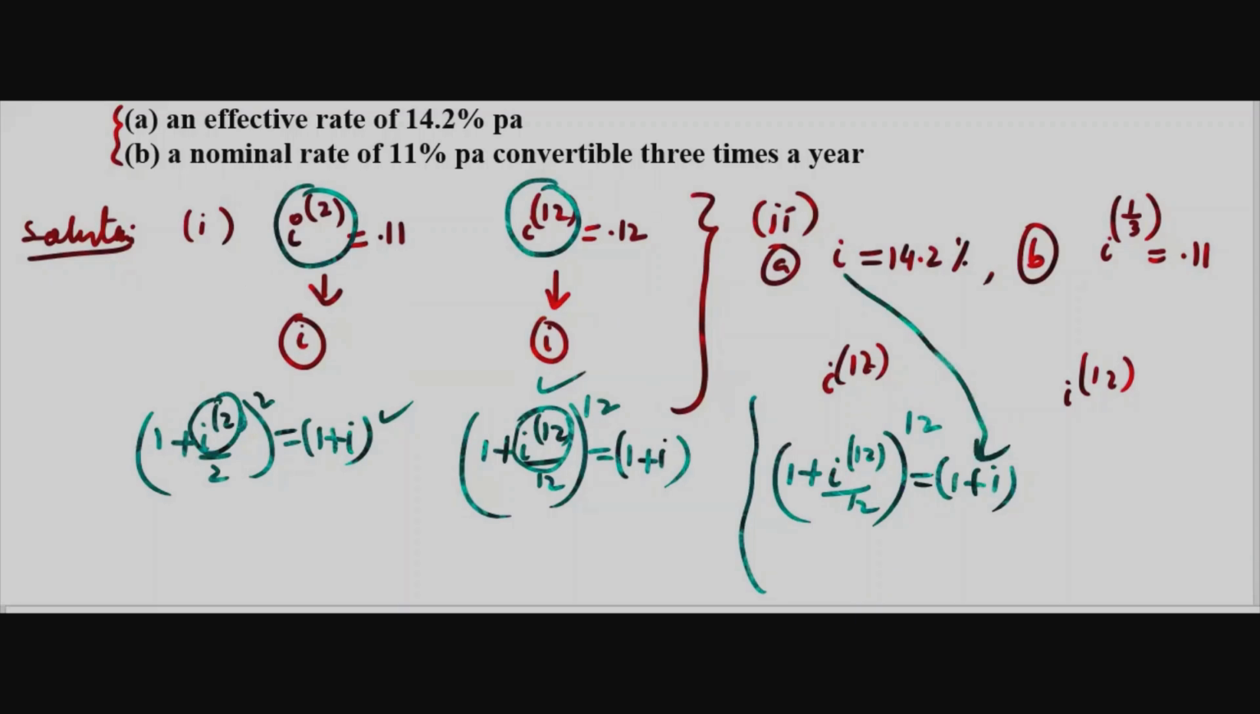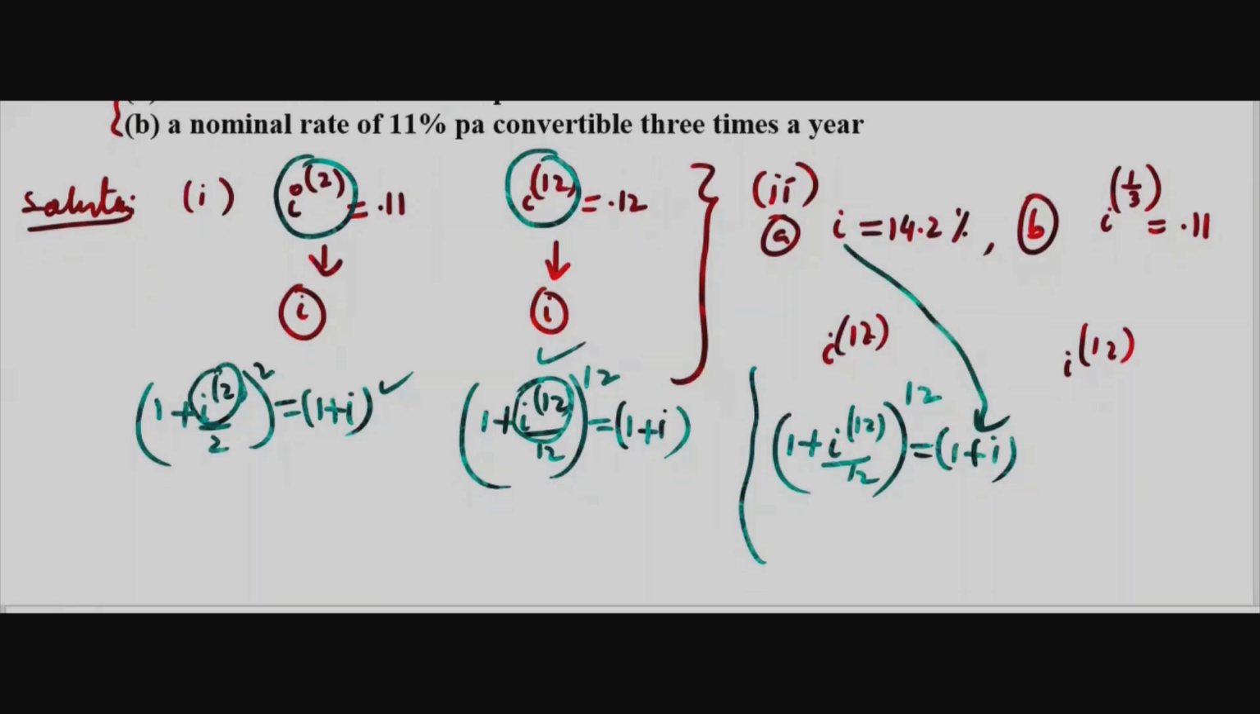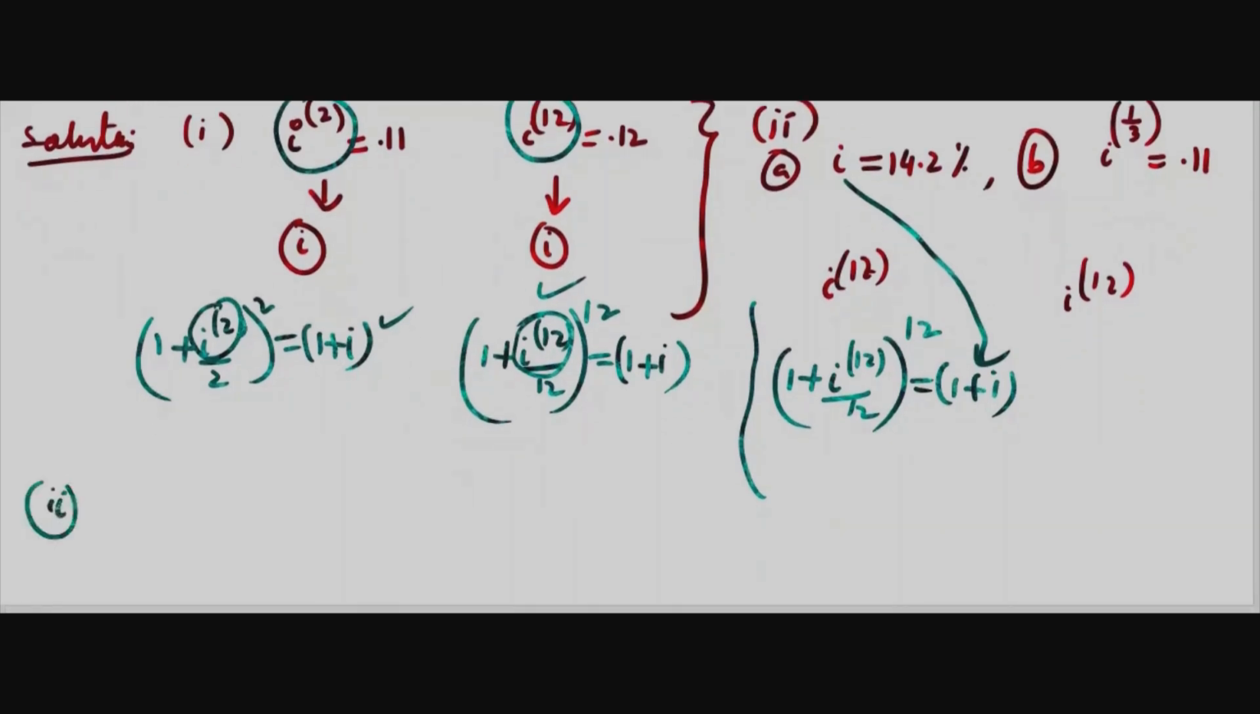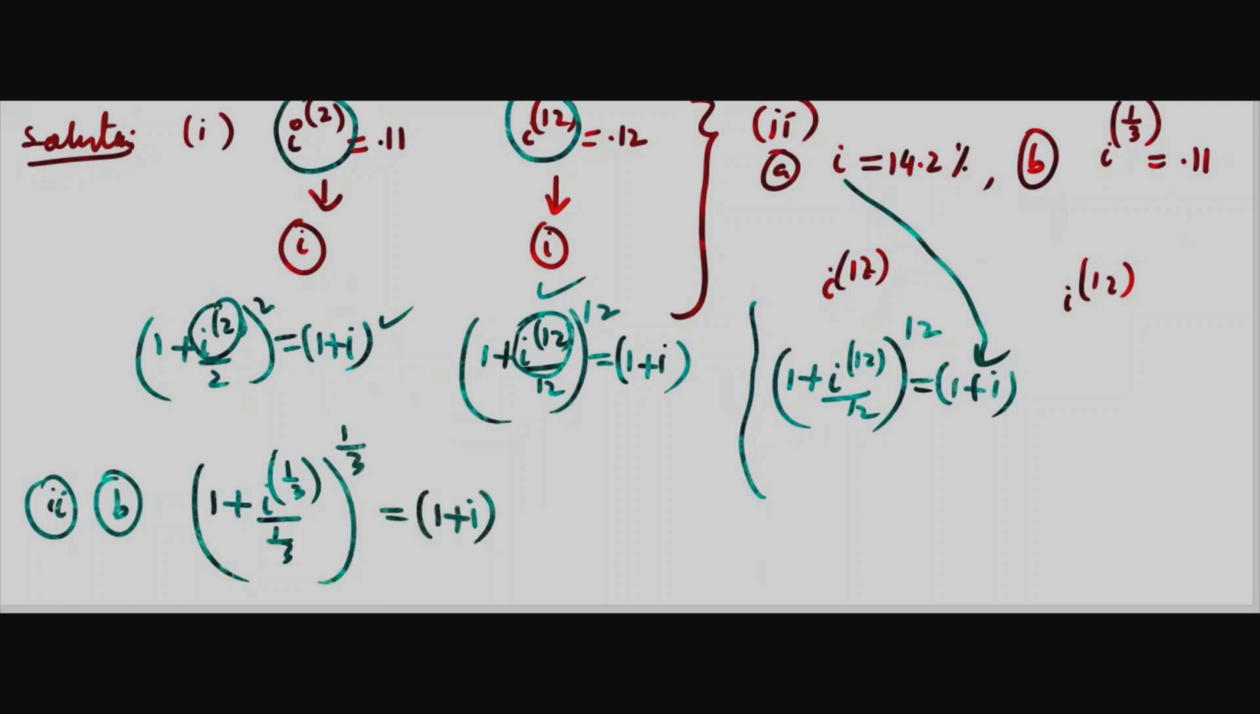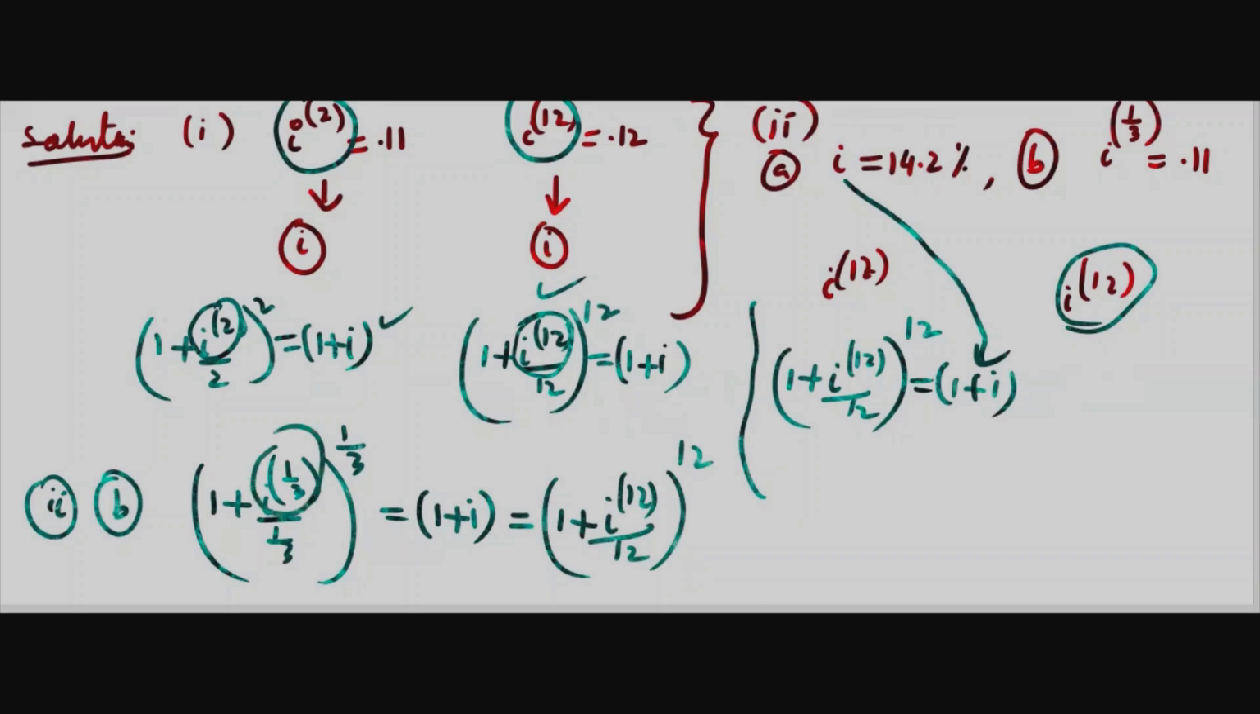Let me do part 2B. If you see, I 1 by 3 is given here. So I'll write I 1 by 3 divided by 1 by 3, power 1 by 3. You have to solve this. If you solve this, you will get I. Again, from I, you can find I12. So if you don't want to find twice, you can write. So put this value 11% here, you will get answer here.